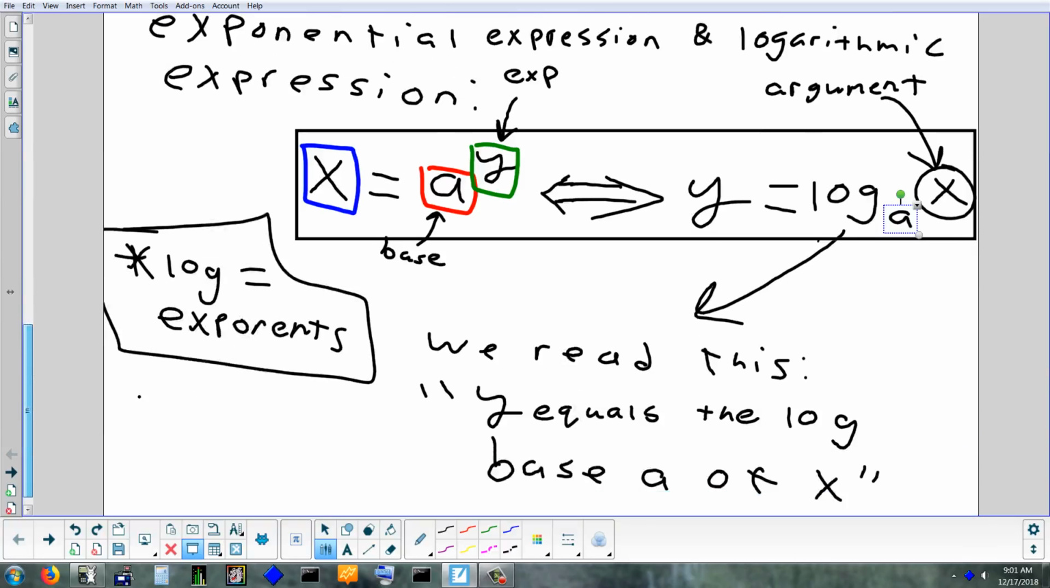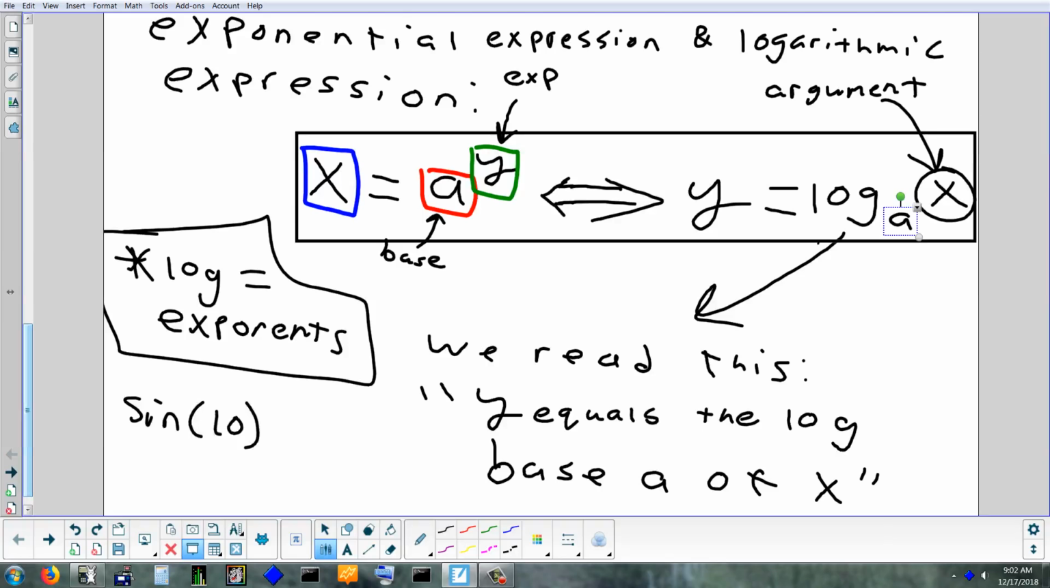That's a little different than if I said sine of 10. If I want you to take the sine of 10, there's only one thing I have to tell you: the argument. You just type it in. With logs, I can't just say take the log of 10. I have to tell you a little more: take the log of 10, but use a certain base to do it. That means something, and we'll go over what that means. So y equals log base a of x. That's how you pronounce it.